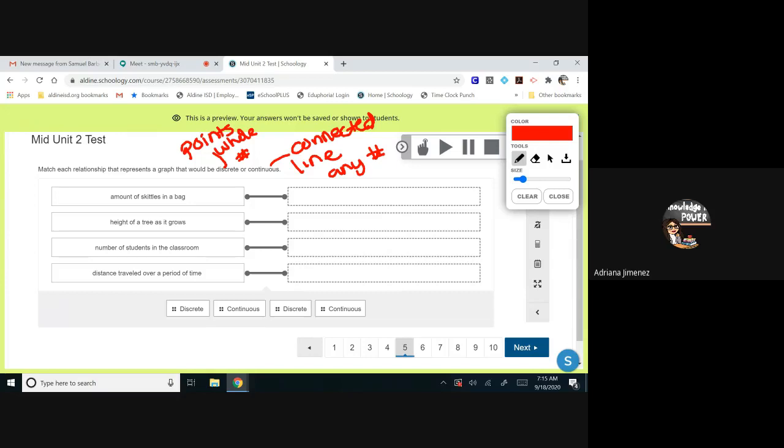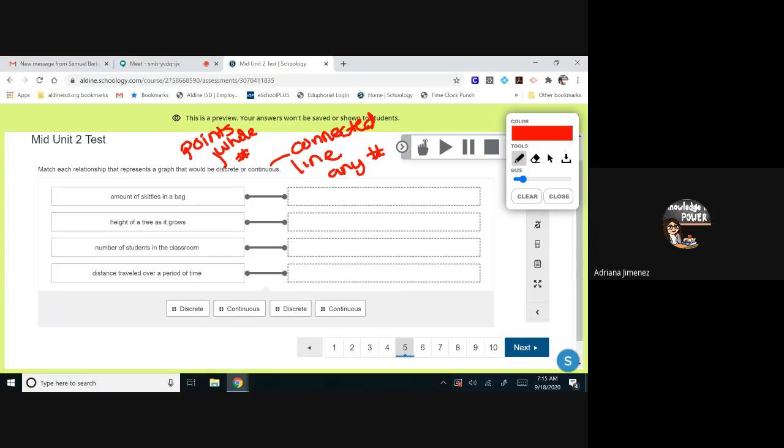Alright. So the amount of Skittles in the bag. Are there only whole numbers of Skittles in the bag? The height of a tree as it grows. So the height is your y. So as it grows is going to be your time. So can you figure out at a decimal, or can you only figure out at whole numbers how tall that tree is going to be?